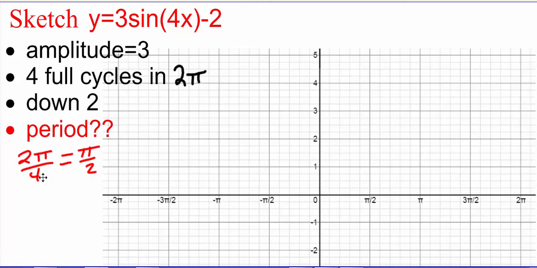Now that doesn't really matter a lot in this question. I know that I have to get 4 cycles into 2 pi, and so that's what I'm going to do. But it will come into play a little bit on other questions.